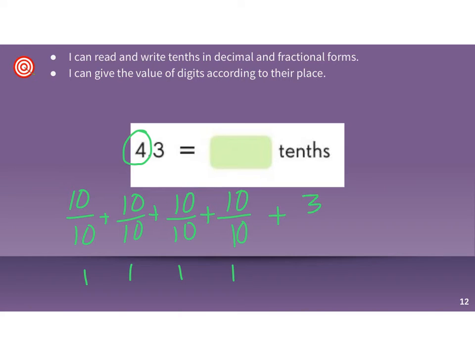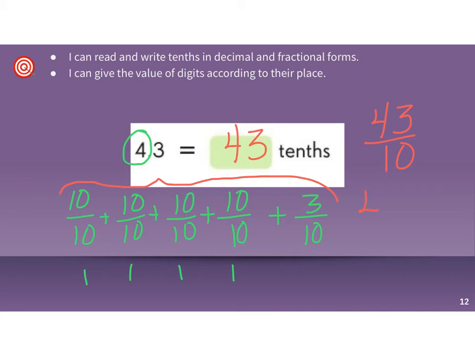Plus 3/10 of another. So what have we got total here? 10, 20, 30, 40, plus 3, 43/10. So if I have 43/10, another way I could look at it would be like this: 4 wholes and 3/10 of another.